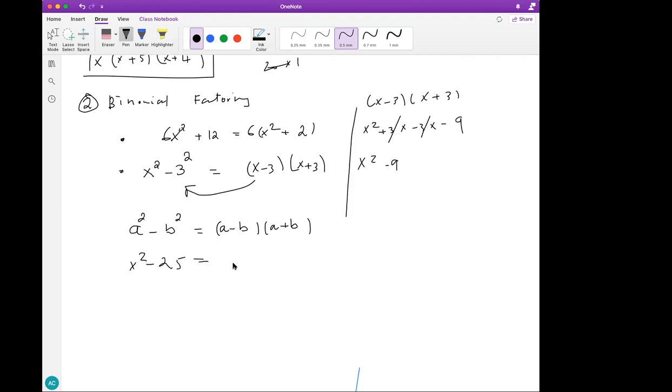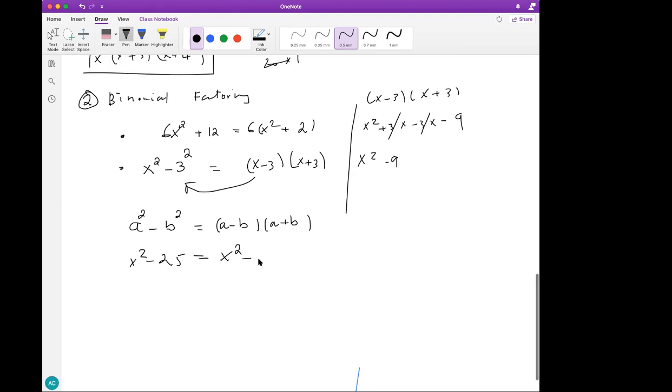How do you factor this? What is the factor? x minus 5, x plus 5. Yes, right. So we have x to the second, because the square root of 25 is 5, so basically 5 squared. Exactly.